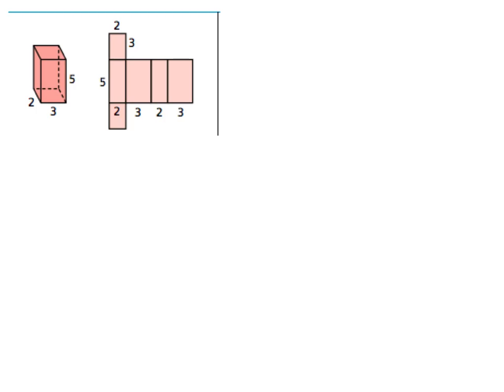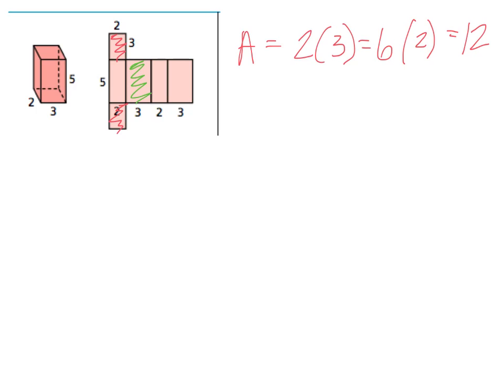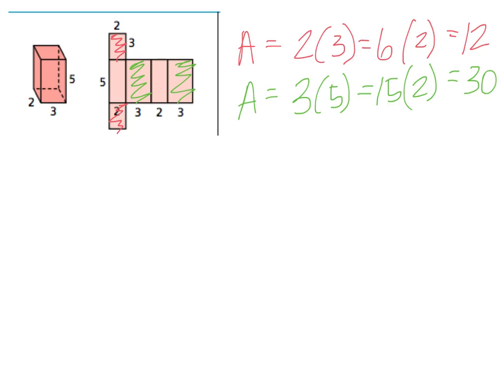The first one that I'm going to start with is this one right here. The area of this is 2 times 3, which is 6. But notice I have 2 of those, so I multiply that by 2 and I get 12. The next one is this one. The area of that parallelogram is 3 times 5, which is 15. And again, I have 2 of them, so I multiply that by 2, which is 30.